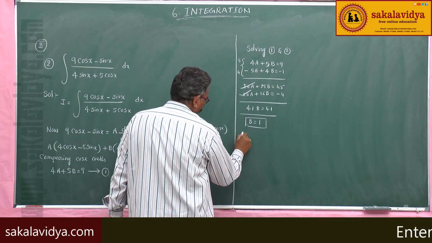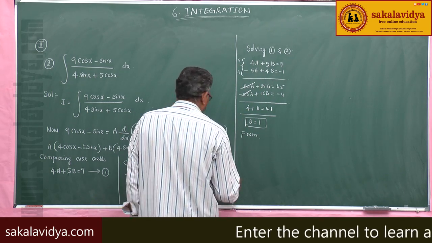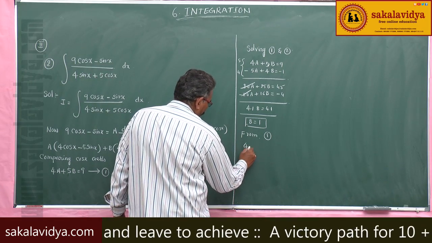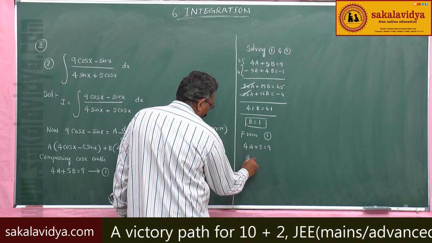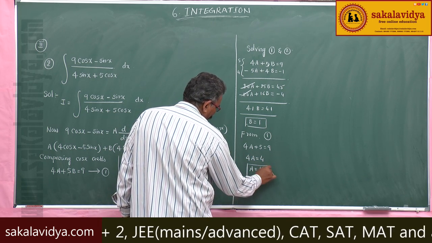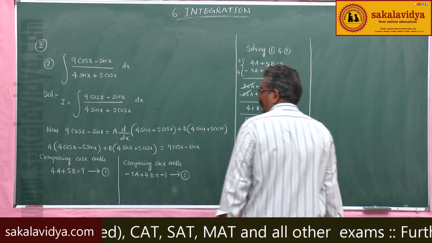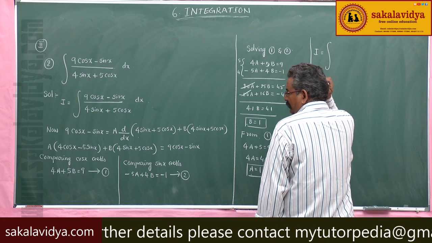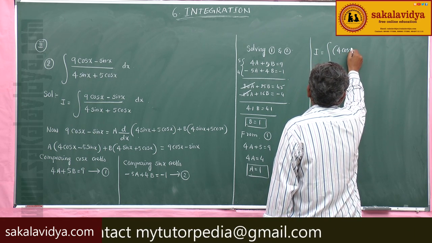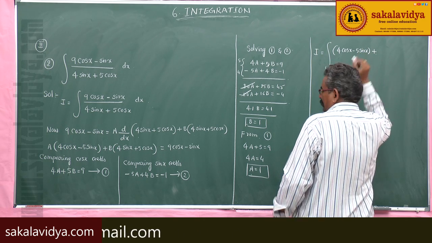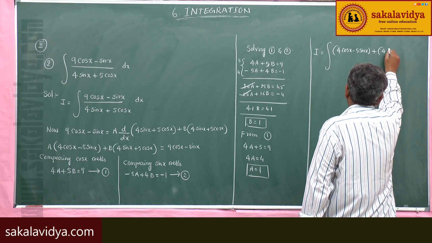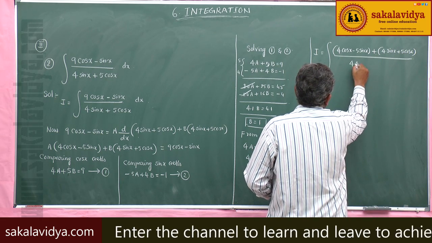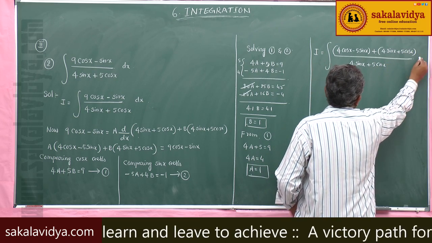Now from the first equation, b is 1, 4a plus 5 is equal to 9. 4a is equal to 4, a is equal to 1. Now this integral can be written as a times 1 times (4 cos x minus 5 sin x) plus b also 1 times (4 sin x plus 5 cos x), by 4 sin x plus 5 cos x dx.